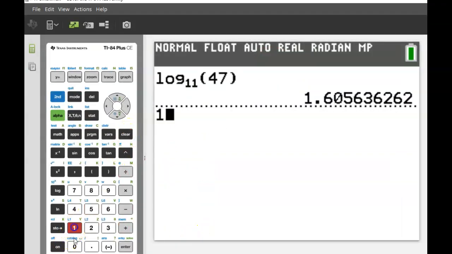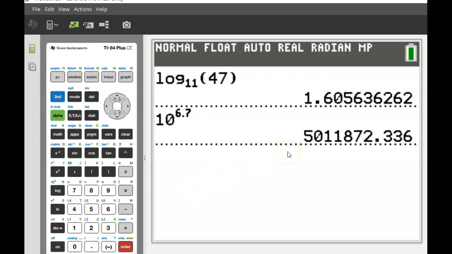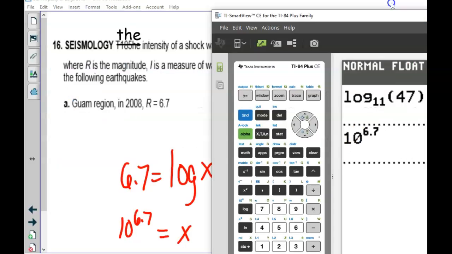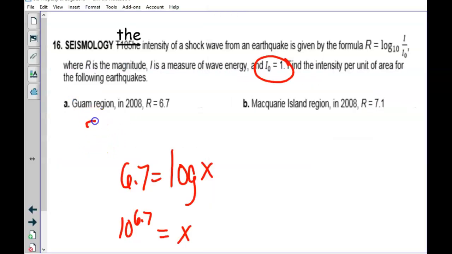Clear. Ooh, that's a 501, or wait. That's how many kilowatts of energy? 50, 11, 872. 50, 11, 872 kilowatt hours of energy.